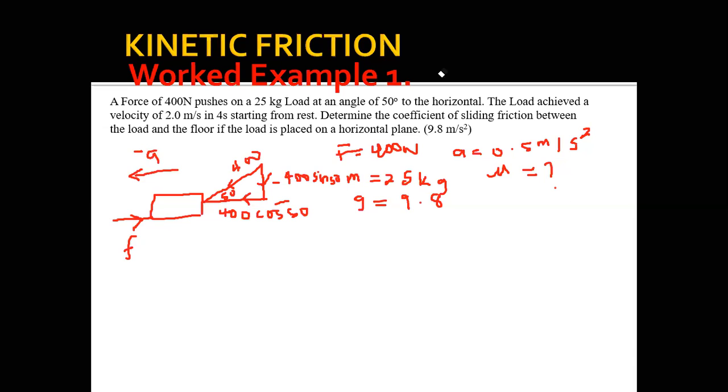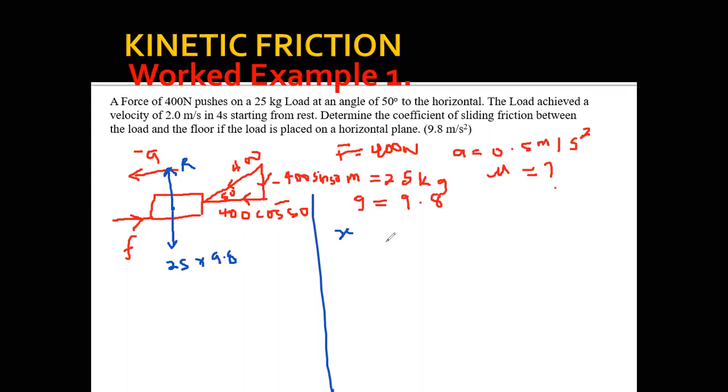We got a weight down, which is 25 times 9.8. Then we also have the normal reaction R up here. So now we are set to write our equations. Let's take from X. Let me split the screen.